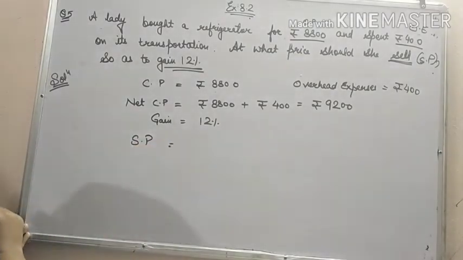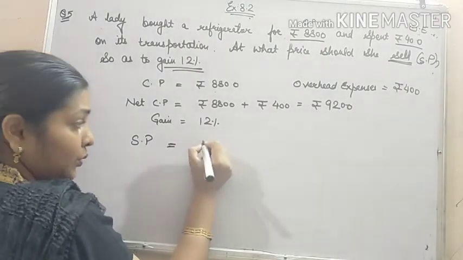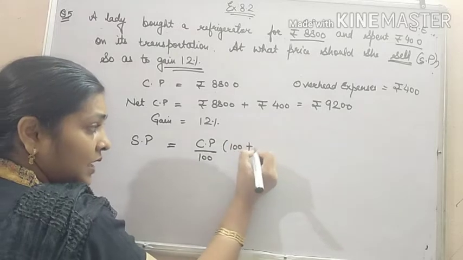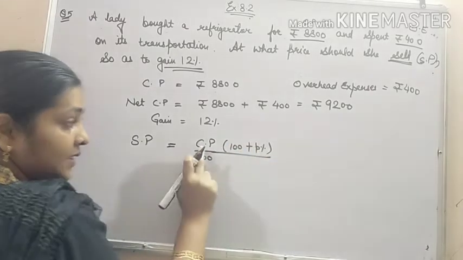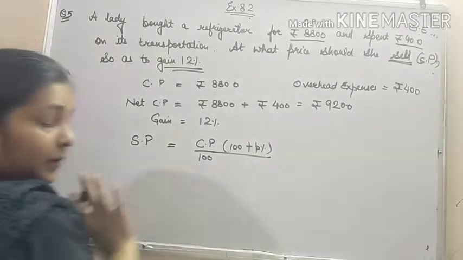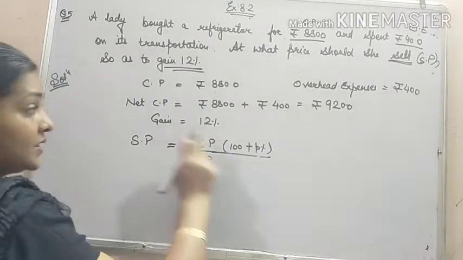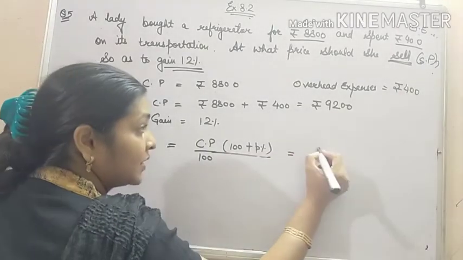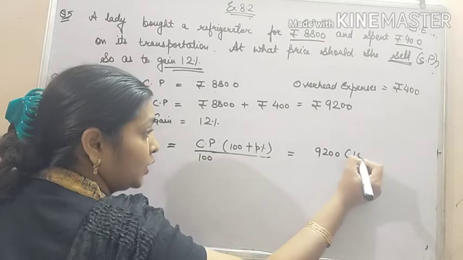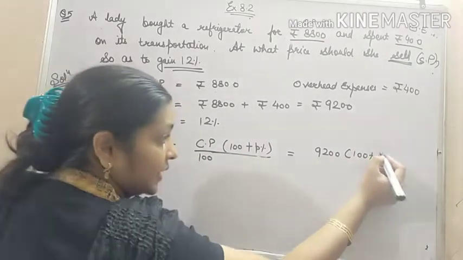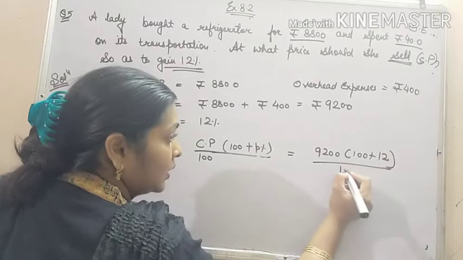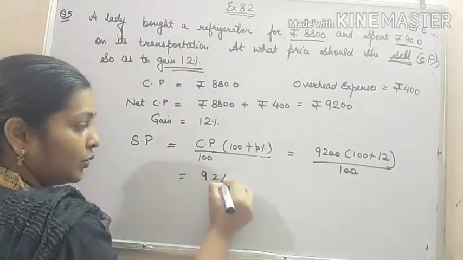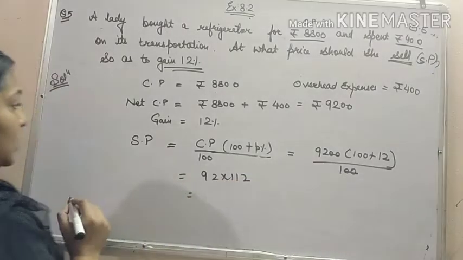What is the formula for finding SP? I told you, CP upon 100 into 100 plus P percent. P percent means gain percent. Okay. Now substitute the values. Net CP is 9200 into 100 plus P percent, that is 12, upon 100. Cancel these two zeros by this. 92 into 112. Do the multiplication.